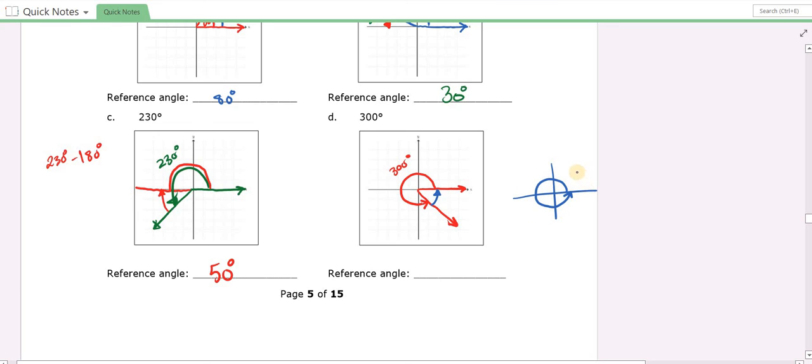So now we know that this angle is measured 360 degrees. So if we're a little bit shy from that, that means we can find this terminal angle by saying 360 degrees minus 300 degrees, and that is going to give us our reference angle, which is in this case 60 degrees. So the reference angle for the last one is going to be 60 degrees.